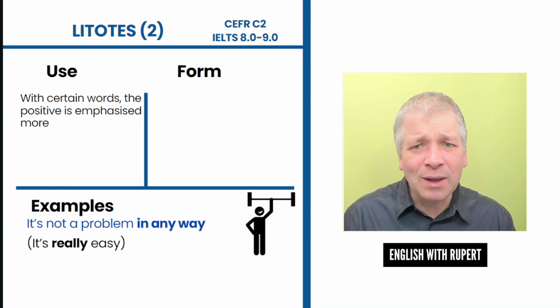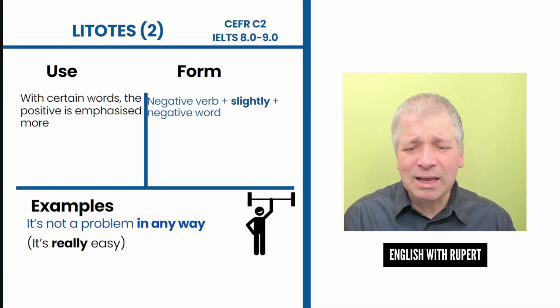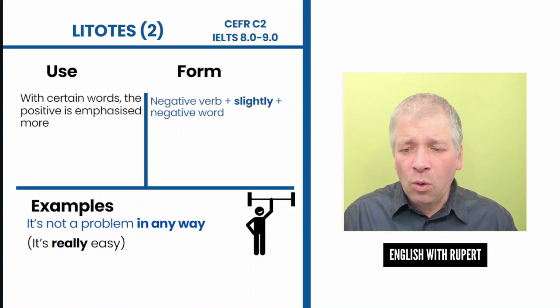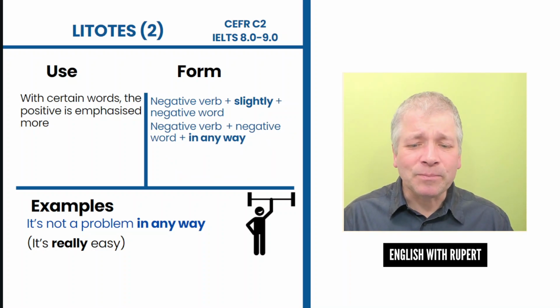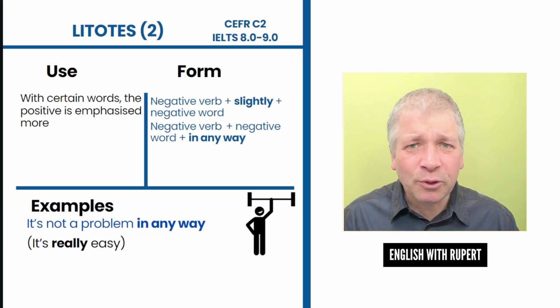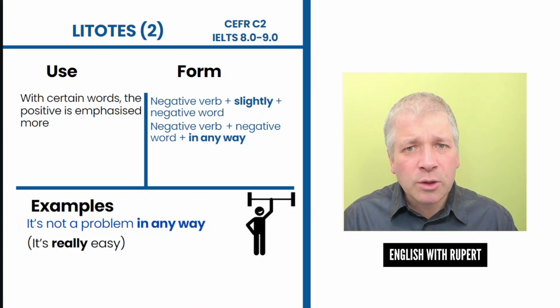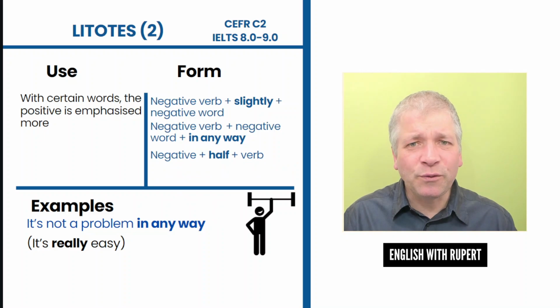A few ways of doing this are with a negative verb followed by slightly. So you could say it's not slightly a problem. Or, as we've seen, a negative verb followed by a negative word and then in any way. But there are other possibilities too, with slightly different variations in the grammar. We can also use the word half. So we have a negative followed by half, followed by a verb.